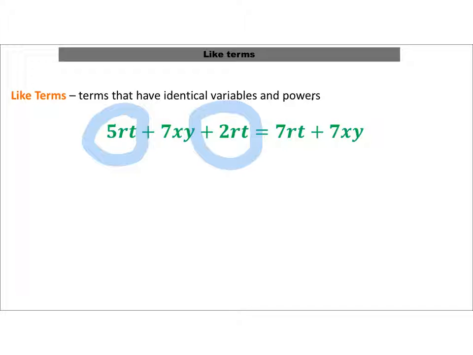So that means that these two terms, I'll just get a thinner pen, can be added. You can see that I've also highlighted the addition sign in front of it, and that means that we're going to plus these two terms together. What I end up with is 7RT, and then this other term had no like term, so that goes on the end there.